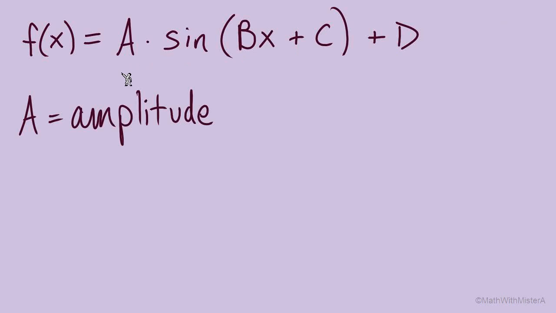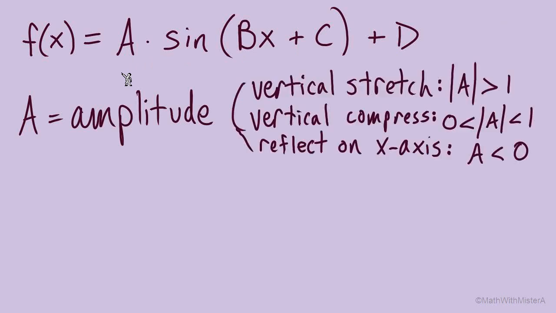A was the amplitude, and left over from our original thoughts of function transformations, what we know about A is that it will do a vertical stretch when A is bigger than 1. It will do a vertical compress when A is between 0 and 1. And if we have a negative A, it's also going to reflect on the x-axis.